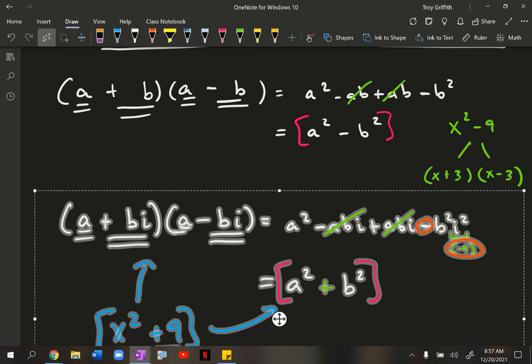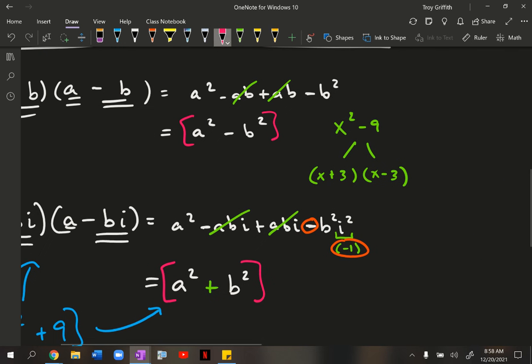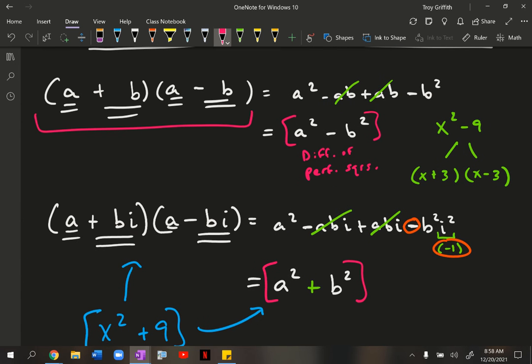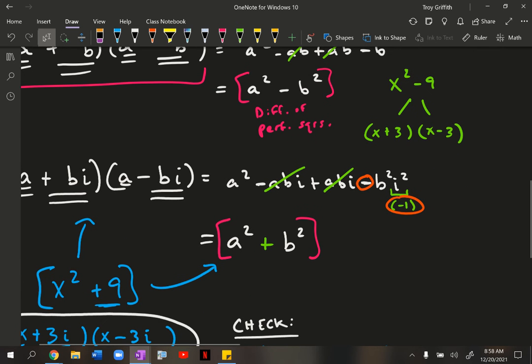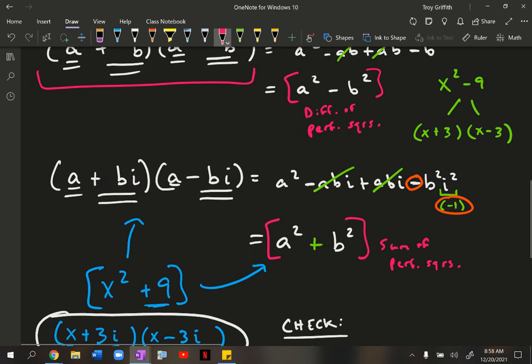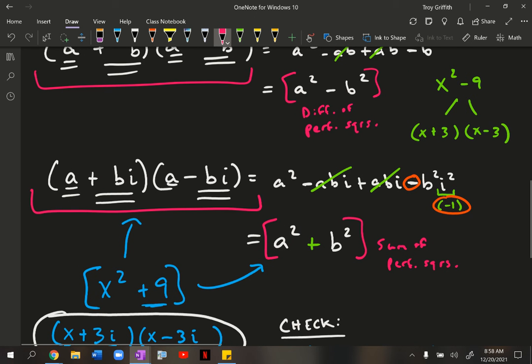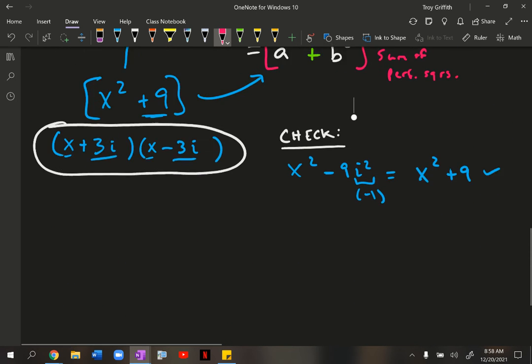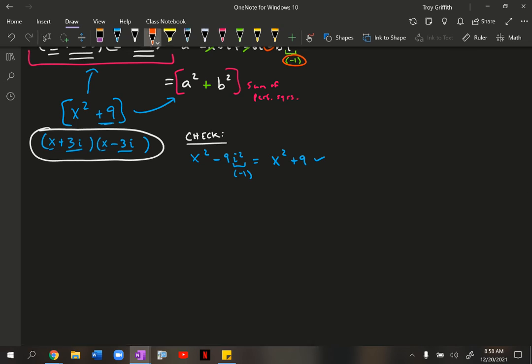So if we were trying to label these here, this is a difference of perfect squares, which I can factor just using real number conjugates. And then this right here is a sum of perfect squares, which I can factor, but I have to use imaginary number conjugates in order to do that. Okay, so quick example, just to put all those pieces together.